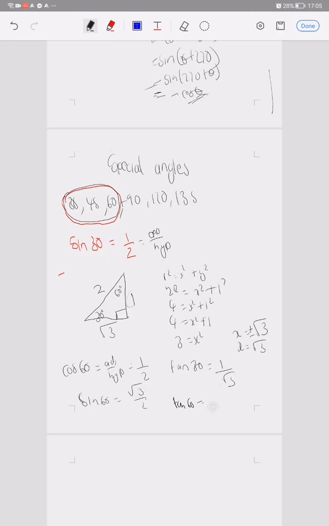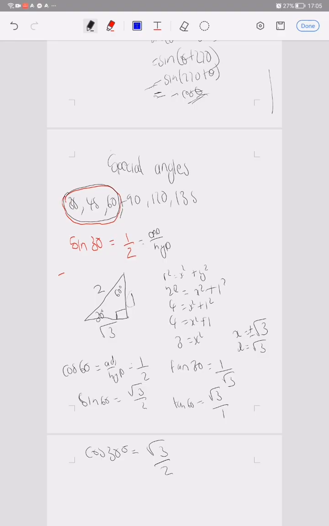What will it be? It will be root 3 over 1, right? Okay, root 3 over 1. What else are we missing? What about cos of 30? Yeah, let's try cos of 30. Cos of 30 will be root 3 over 2.